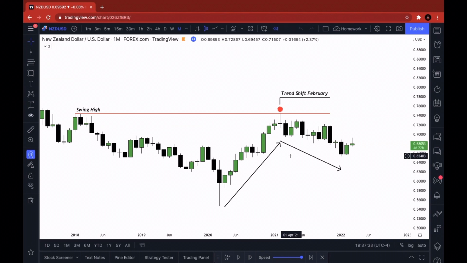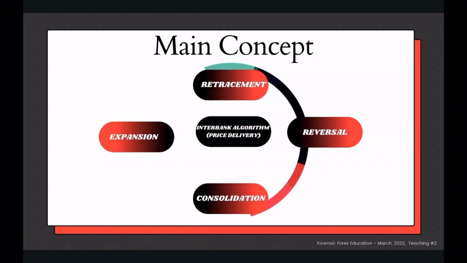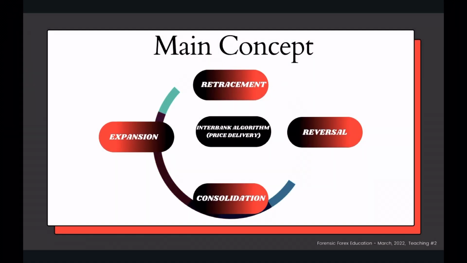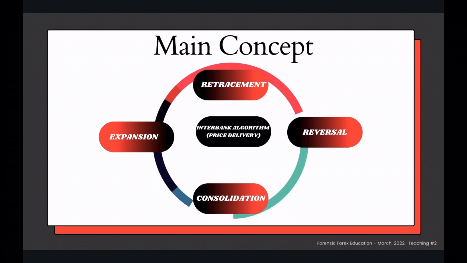Now that we've learned all four phases of the market, this brings me to my main concept: the interbank algorithm, which is essentially the price delivery we see as a trader. The price action that we see on our charts is being controlled by the interbank algorithm. Price always starts in a consolidation. Don't let anybody else tell you different. Price will always start in a consolidation.